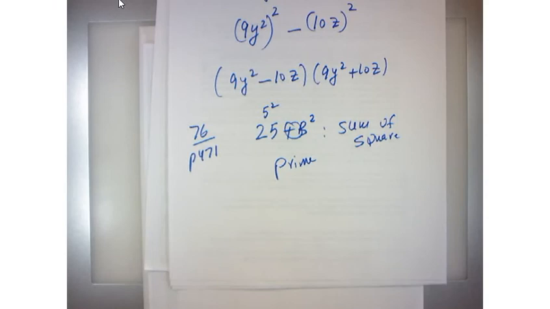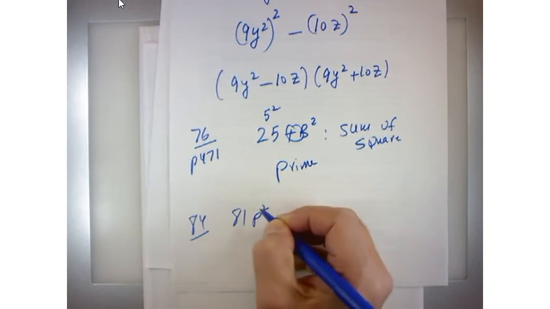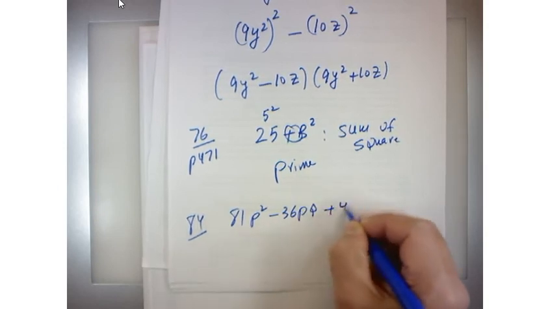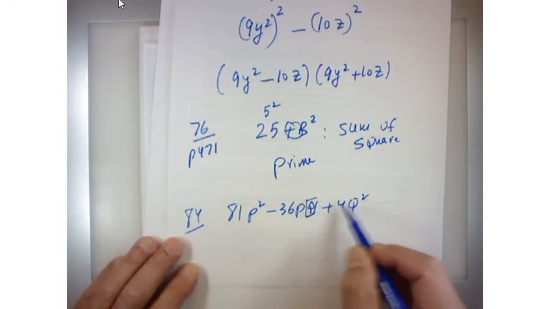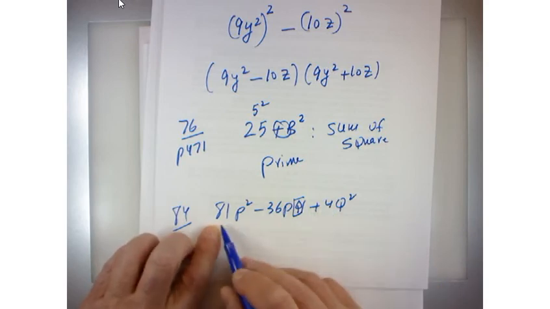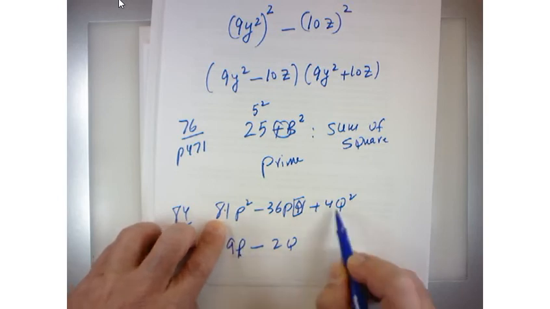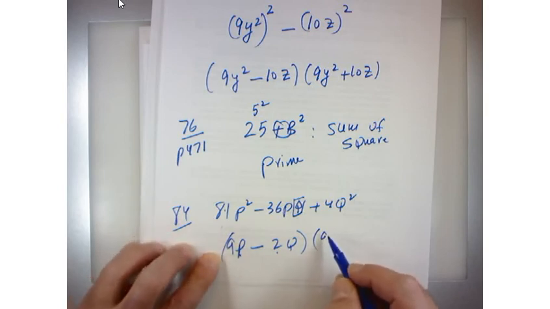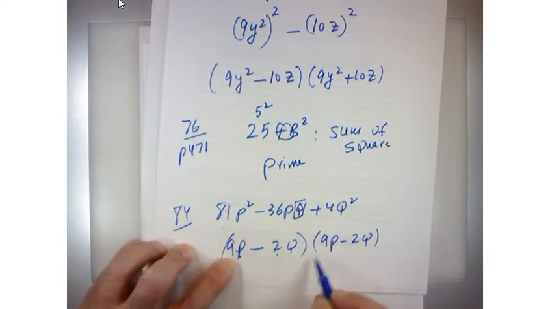Okay, 84, 81p squared minus 36pq plus 4q squared. You can see it's a trinomial. So we're going to remember this is a perfect square and this is a perfect square. So we're going to do 9p and it's a minus 2q. Square root of 81 is 9. Square root of 4 is 2. We put the q, and then 9p minus 2q. And if you FOIL it, you're going to see that it works out.